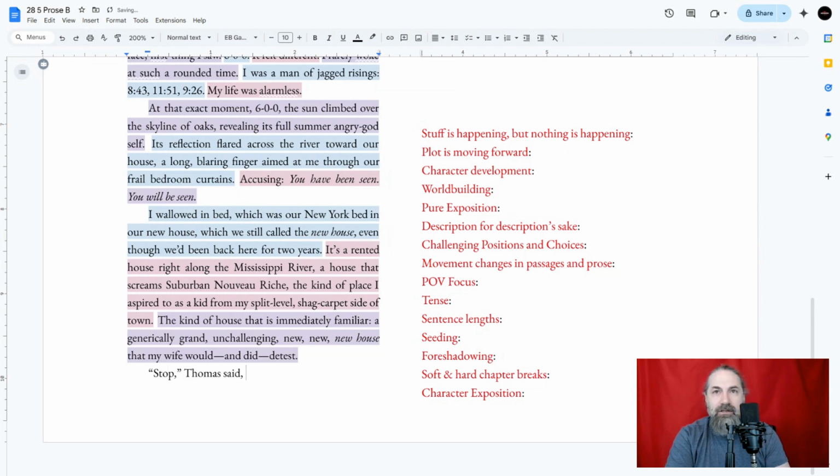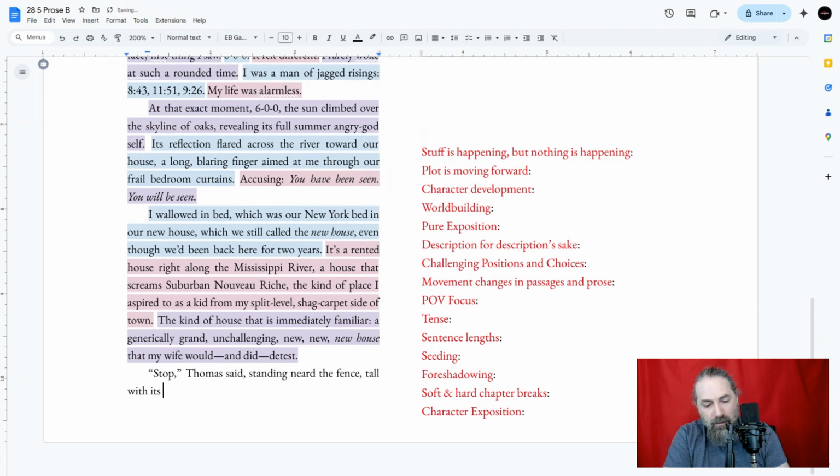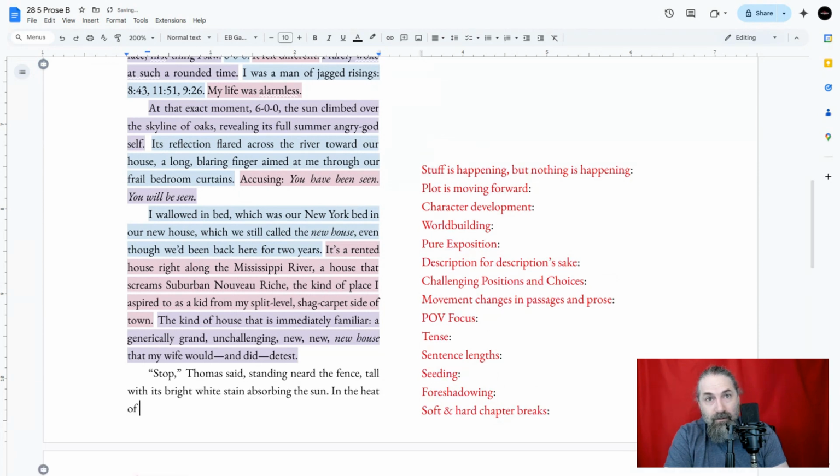Thomas said, standing near the fence. Tall, its bright white stain. Stain absorbing the sun. Heat. The midday. In the heat in the midday, life continued around him. All right. So the movement is stop, Thomas said, stepping near the fence.